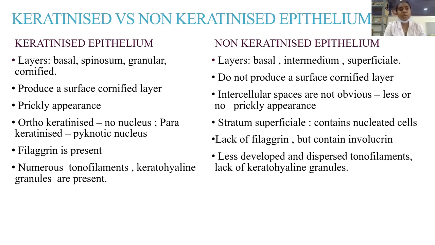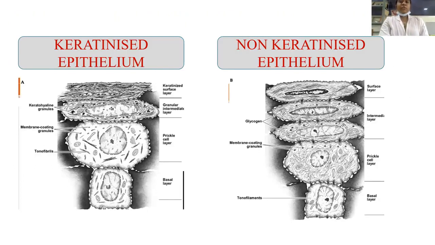So in the stratum corneum layer, we can see orthokeratinization or parakeratinization, where orthokeratinization has no nucleus and parakeratinization has a pyknotic nucleus. Whereas in non-keratinized epithelium, the stratum superficiale contains nucleated cells. Filaggrin is present in keratinized epithelium; non-keratinized lacks filaggrin but contains involucrin. Numerous tonofilaments and keratohyalin granules can be present in keratinized epithelium. Less developed and dispersed tonofilaments and lack of keratohyalin granules can be seen in non-keratinized epithelium. This picture shows the variation between keratinized and non-keratinized epithelium.